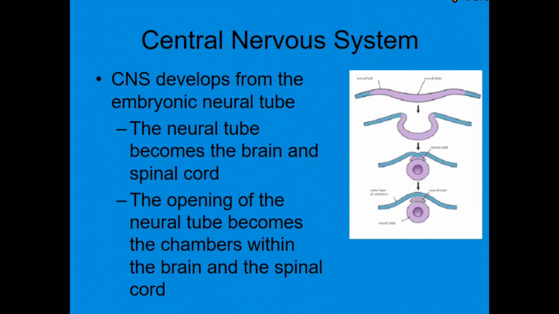The central nervous system develops from the embryonic neural tube. The neural tube becomes the brain and the spinal cord, while the opening of the neural tube becomes the chambers within the brain and the spinal cord. You can see the development in this picture.